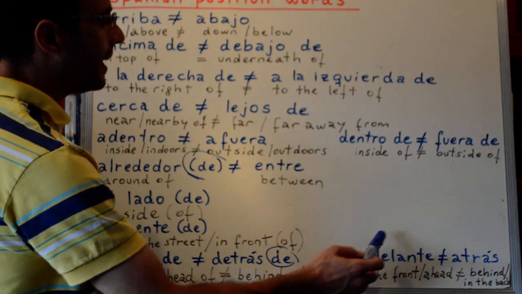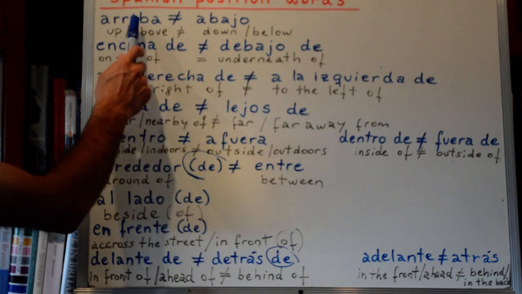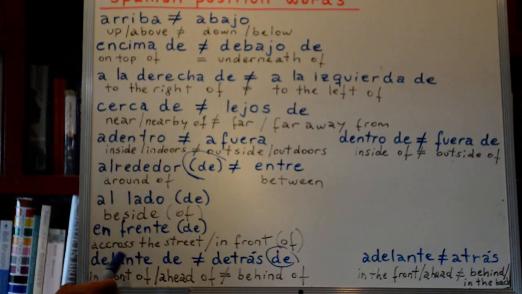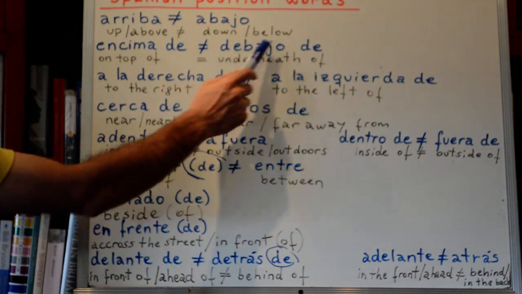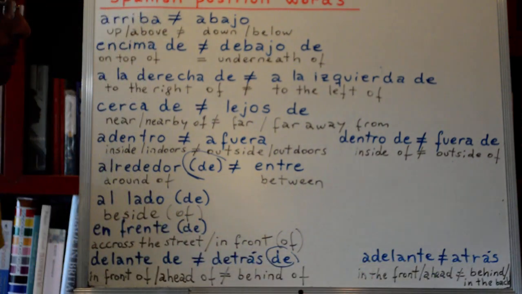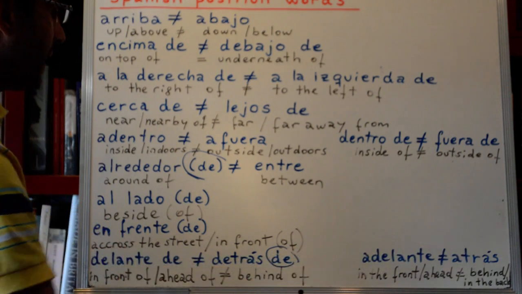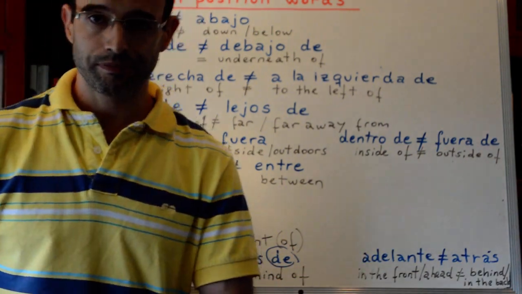And adelante, atrás. This is similar to arriba and abajo. Delante de and detrás de would be similar to encima de and debajo de, while adelante and atrás would be similar to arriba and abajo, okay? Delante and atrás. Adelante and atrás.